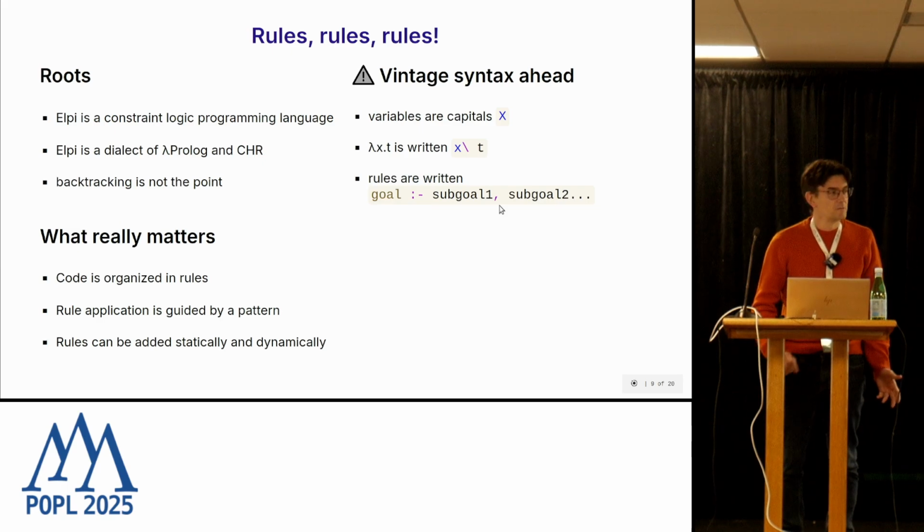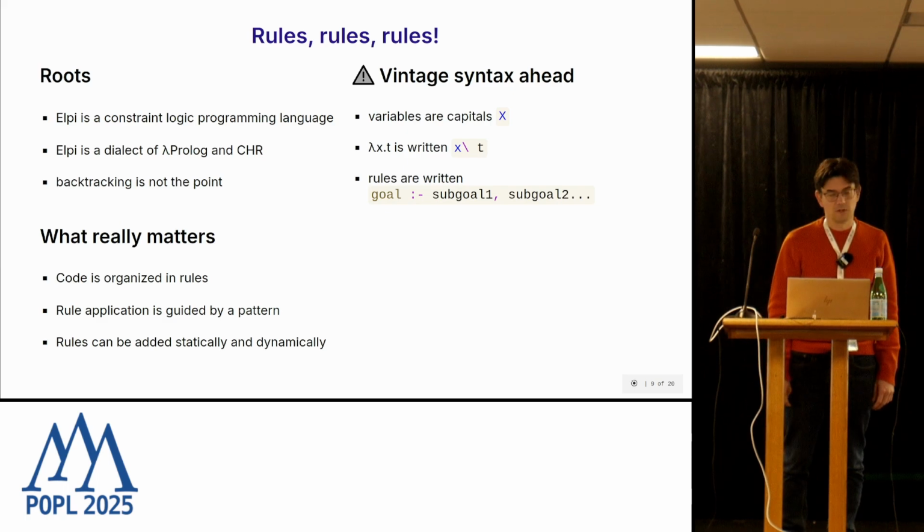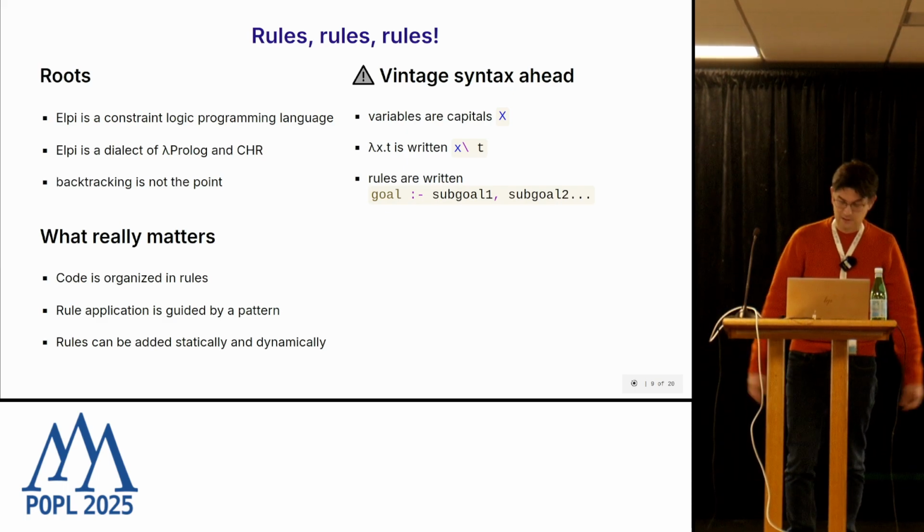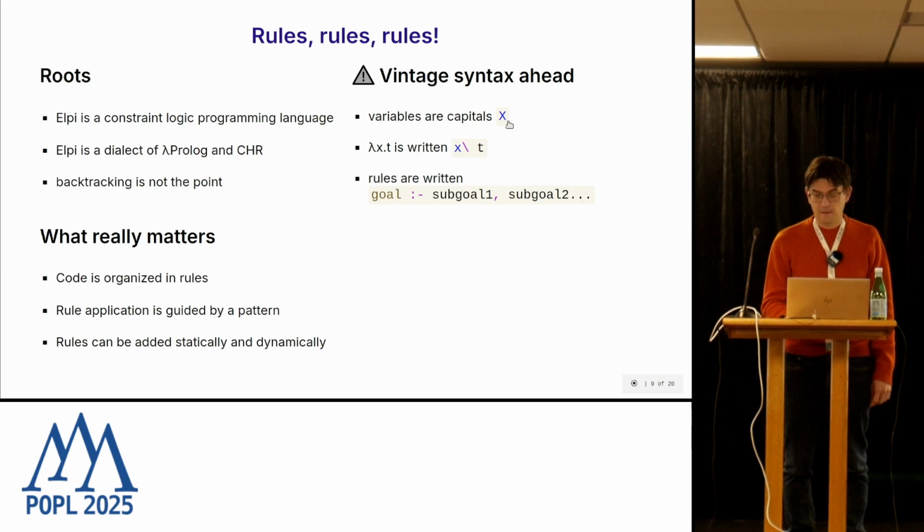The languages are from the 90s, so their syntax looks a bit vintage to me today, but I couldn't find a better one, so I kept it. And there is a convention that variables, parameters of rules, are capital letters, and the lambda abstraction is written this way. So this is lambda x point t.